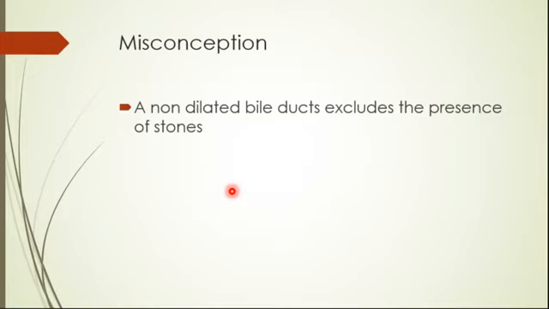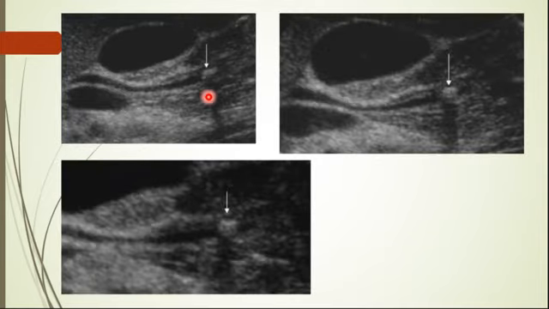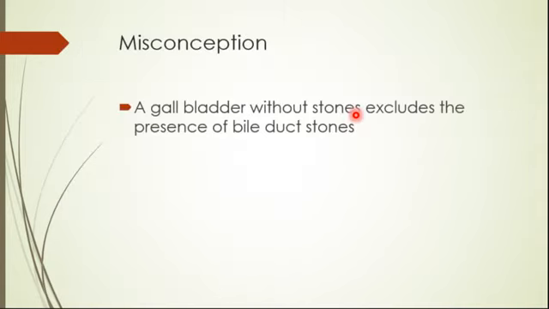Non-dilated duct excludes the presence of a stone? No, you can have a stone and non-dilated biliary duct. For example, this is the CBD, and you can see very obviously a stone here, but normal diameter of the common bile duct. Another misconception is that a gallbladder without stones excludes the presence of bile duct stones.